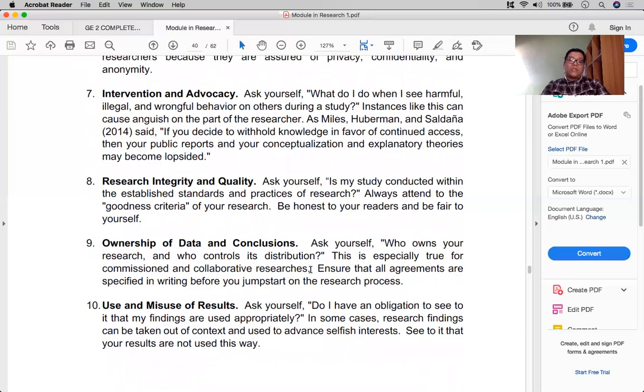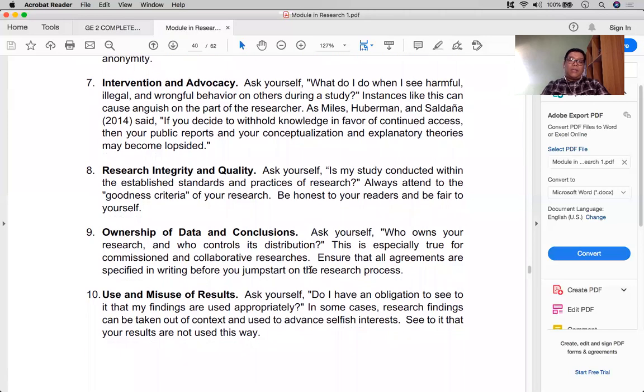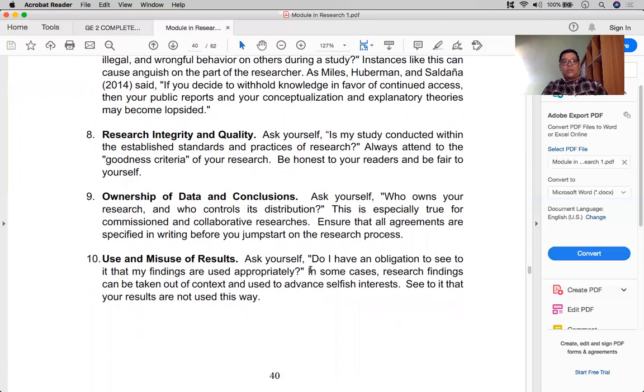And then use and misuse of results. Ask yourself, do I have an obligation to see to it that my findings are used appropriately? In some cases, research findings can be taken out of context and used to advance interests. So you have to see to it that your results are not used in this way.